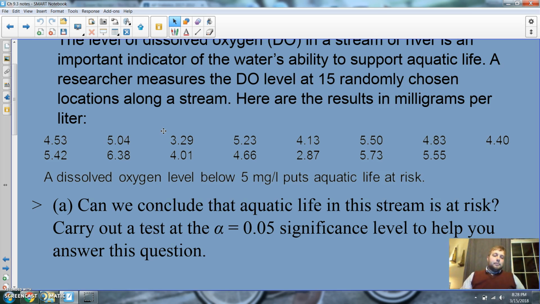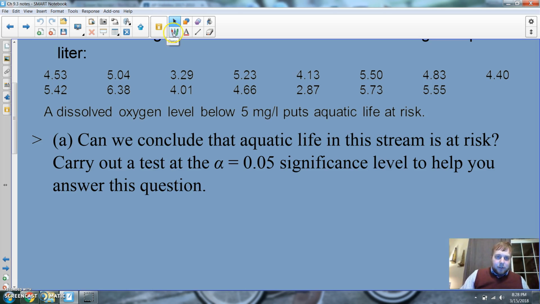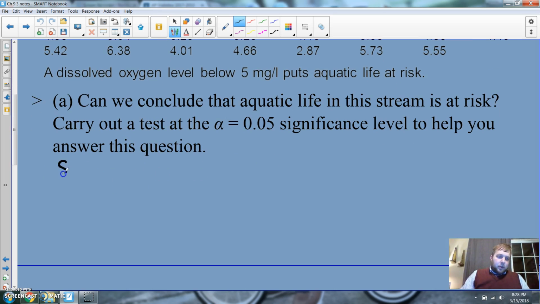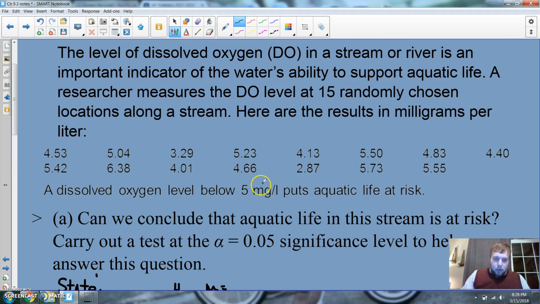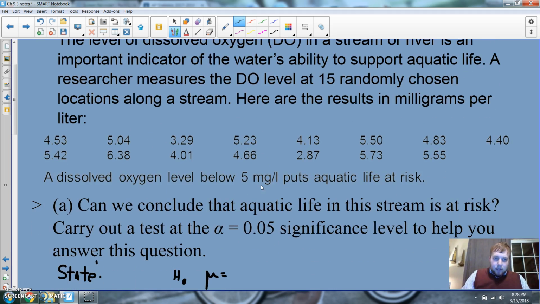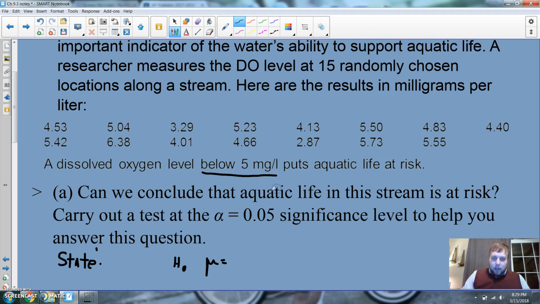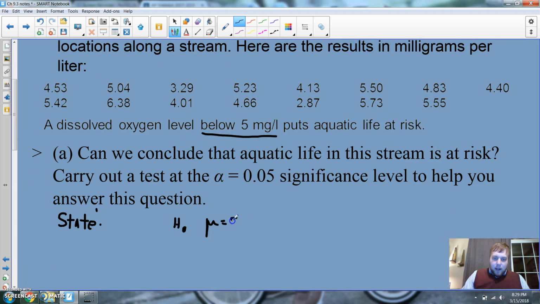Okay, so, I know we should do state, plan, do, conclude here. I am going to go state, and I'm going to skip a few things just because I do have to do the abridged version. I'm going to write my hypothesis. You should write more than just a hypothesis, but I'm going to say H0. Well, my mean should be where? Alright, it says a dissolved oxygen level below 5 puts aquatic life at risk. So I'm going to assume it's at 5.